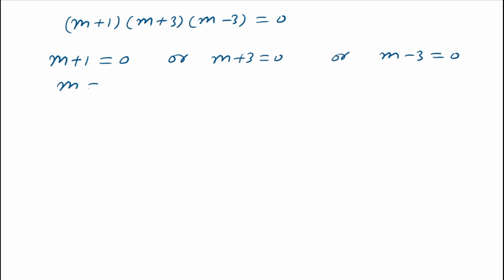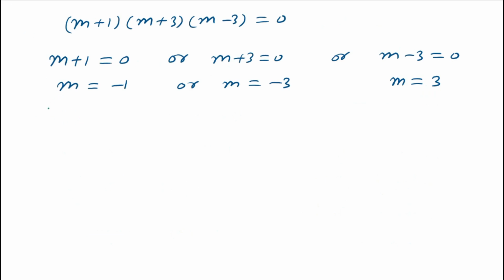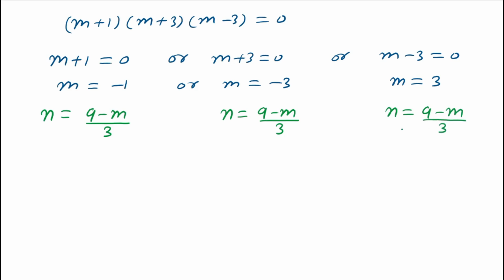Here the value of m is equals to minus 1. Here the value of m is equals to minus 3. And here the value of m is equals to 3. And we know that the value of n is 9 minus m divided by 3.